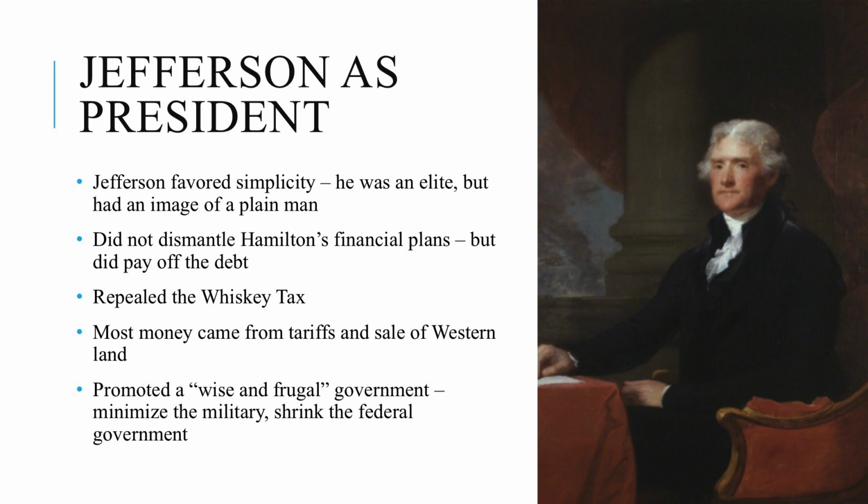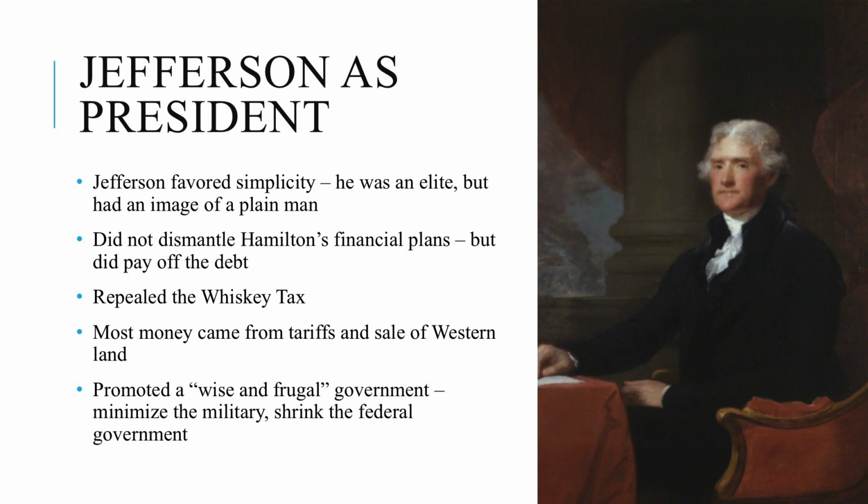Jefferson, as president, favored simplicity. He himself was an elite. He was a well-to-do planter from Virginia. He owned over 100 slaves, but he avoided pomp and circumstance. There was no grand inauguration. In fact, for his inauguration, he walked to the Capitol building, entered the Supreme Court chambers, took the oath of office, and then walked back to his boarding house for dinner.